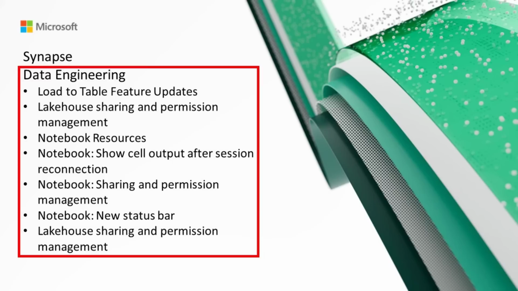Lakehouse sharing and permission management. We're announcing a capability for users with admin and member roles to share an individual lakehouse with users without providing them access to the workspace. That will grant access to a specific lakehouse without exposing the other items in the workspace. The users will get access to the shared items through the Data Hub or the link included in the sharing notification mail. With access to a lakehouse, users can access the SQL endpoint and default dataset.